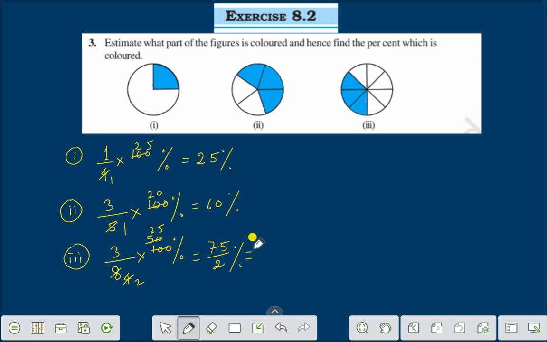If we divide 75 by 2: 2 threes are 6. 7 minus 6 is 1. 5. 2 sevens are 14. 15 minus 14 is 1. Point. This is 0. 2 fives are 10. That is 37.5%.